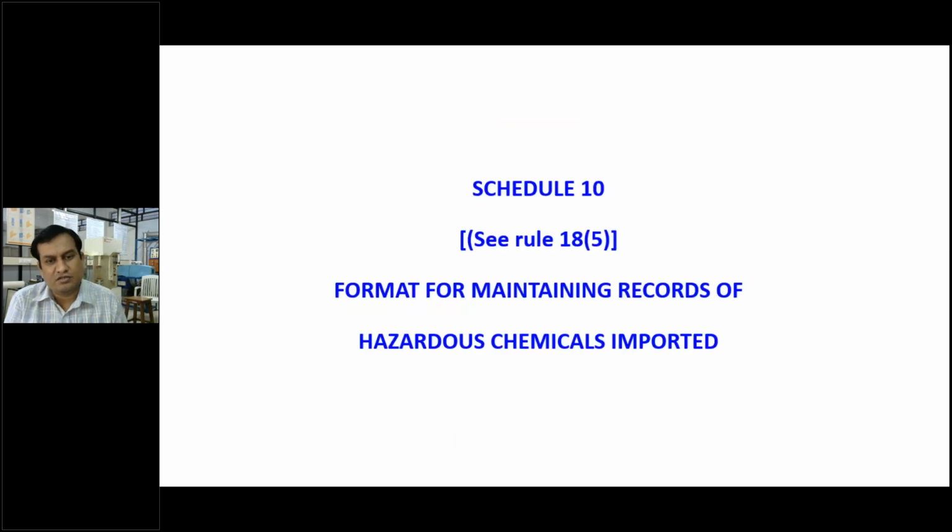Then schedule 10, rule 18, format for maintaining the records of hazardous chemicals imported. So whenever you are going to import hazardous chemicals with reference to rule 18, then you have to follow the guidelines. You have to fill in the information which is given under this schedule 10.